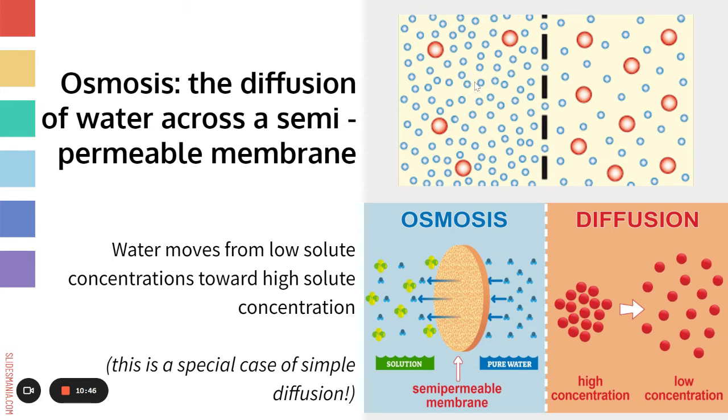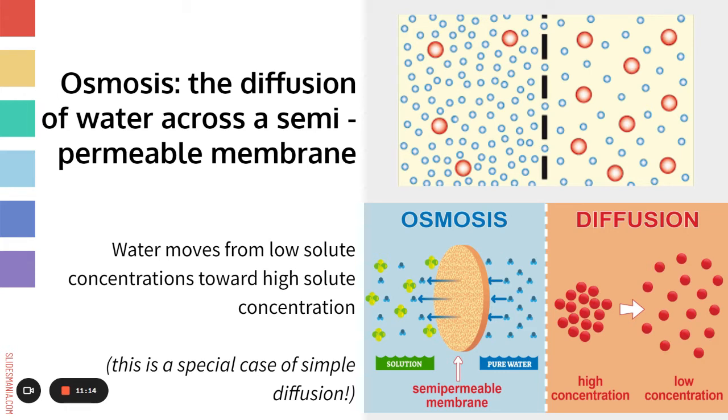And they're going to move from the left side to the right side. That's because on the left, there's a higher concentration of water molecules. They're more crowded, there's more water over here on the left, and there's less water on the right. So water is going to move from a high concentration of water to a lower concentration of water. So it's basically just a special case of diffusion, like the exact same idea that we talked about on the previous slide.